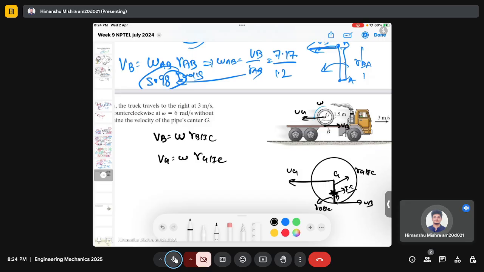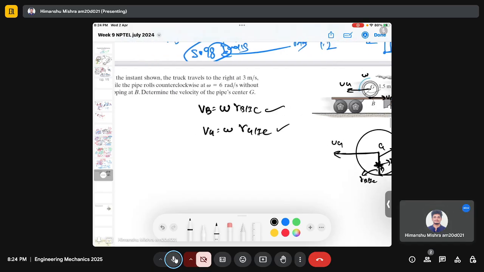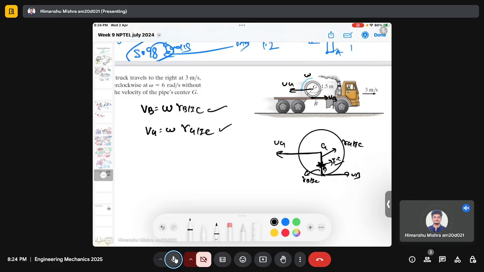So now we are using the instantaneous center method. I will also discuss how to solve it without the instantaneous center method, and that method we already discussed in the beginning of this class and the previous class. So we can use these two formulas. So we know the truck travels to the right at 3 meters per second. So we know the velocity of B, which is 3 meters per second.